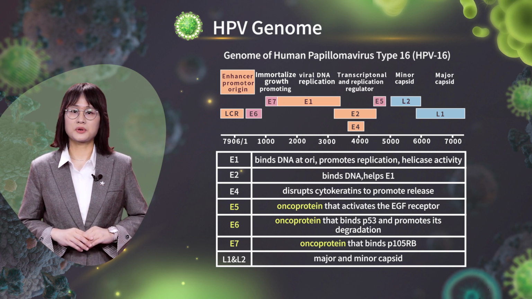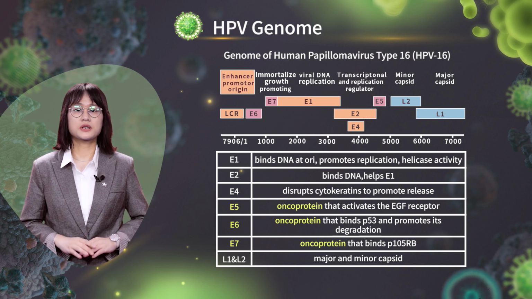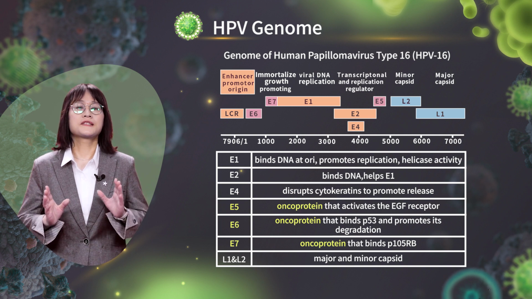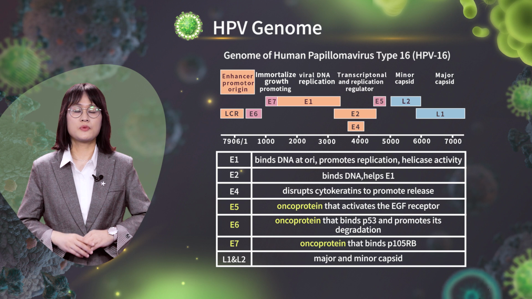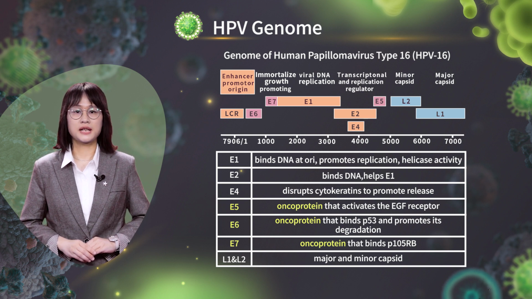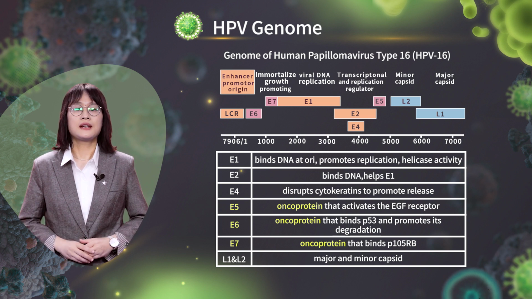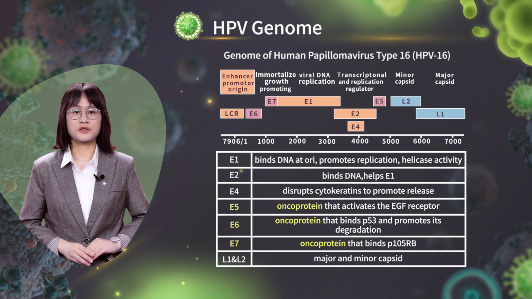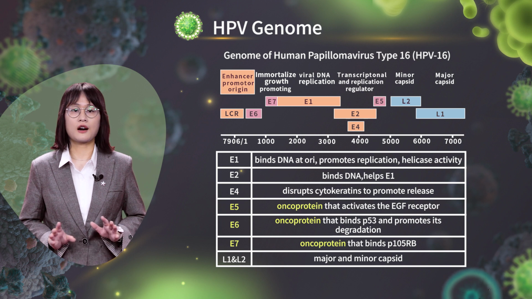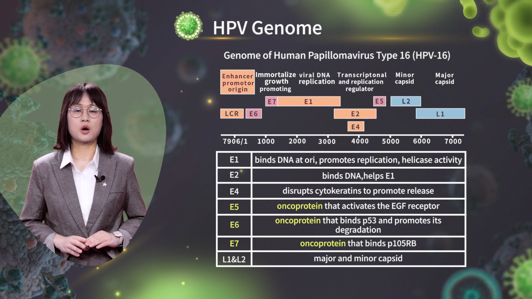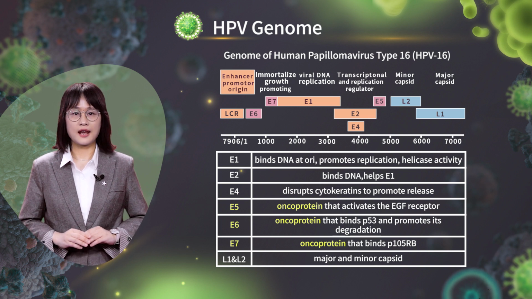E1 and E2 proteins bind the DNA and promote replication and transcription. E4 disrupts cytokeratins to promote viral release. E5 oncoprotein activates the EGF receptor to promote growth. E6 and E7 bind to growth suppressor proteins p53 and p105RB and cause immortalization, and are associated with human cervical cancer. L1 and L2 are late structural proteins.